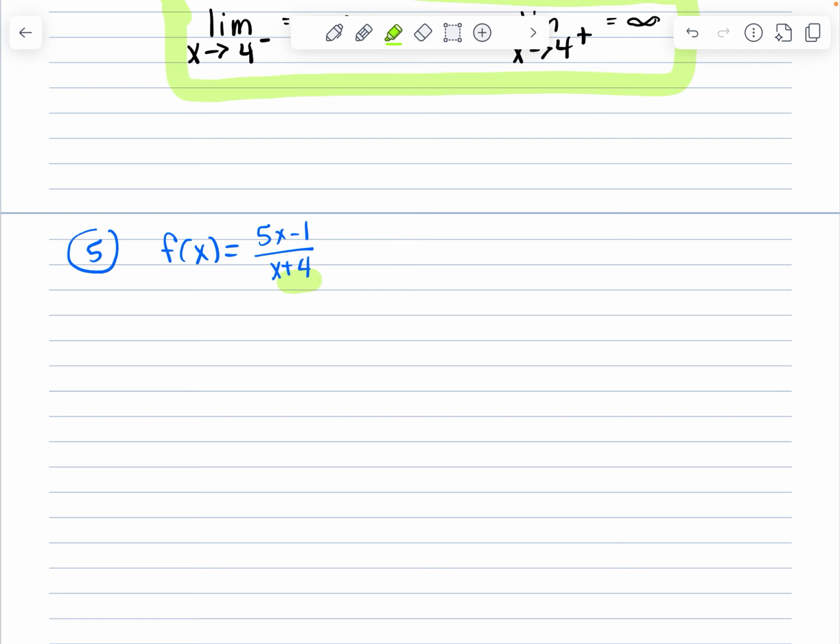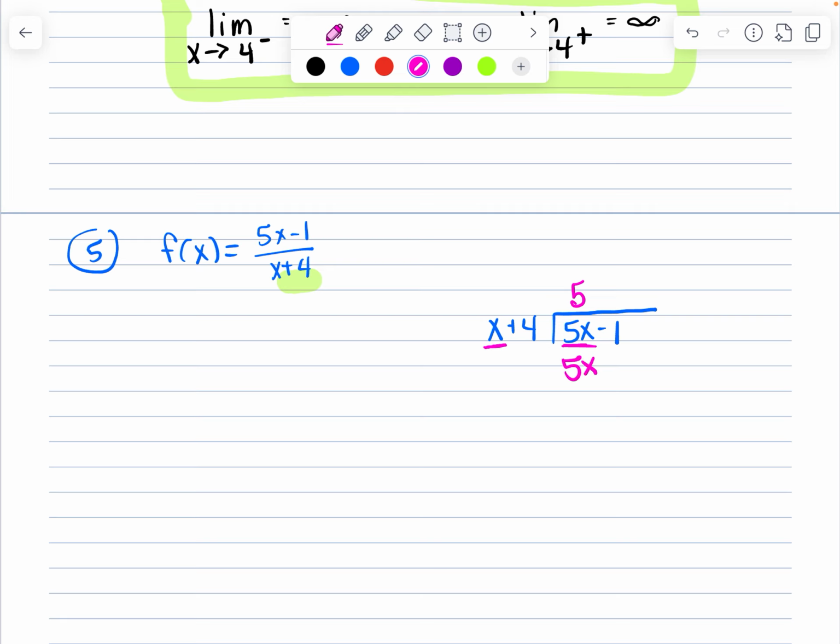We know that, but I don't know how far it is dilated. Does it move up and down? So I have to do something with that 5x minus 1 on the top. If you recall, what we did is we long divided. So I need to know how many times x plus 4 will go into 5x minus 1. What would I multiply this by to make it this? Of course, I just need a 5. So the 5 would go here, and then you distribute. 5 times x is 5x, and 5 times plus 4 would be plus 20.